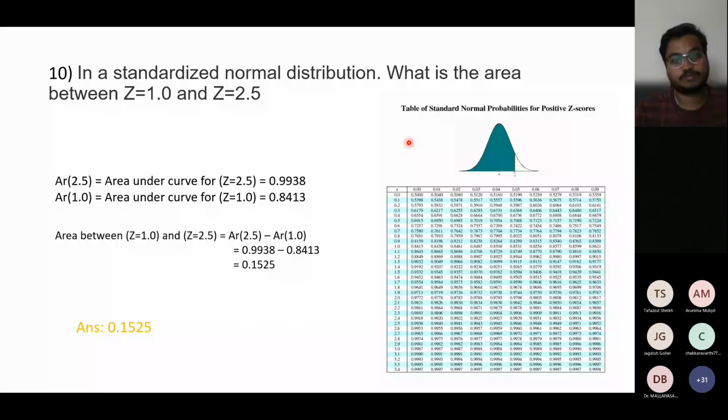Okay, sir. So this table will not be used if it is a negative z score. Yeah, you can have a table with negative z score. So then, sir, how can we calculate area between a positive z score and a negative z score? Randomly, can you give an example?